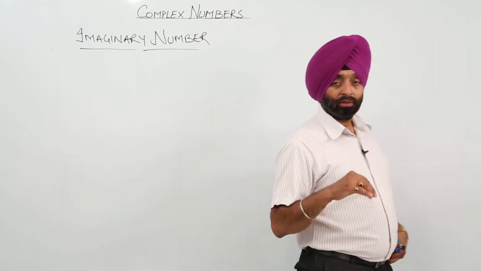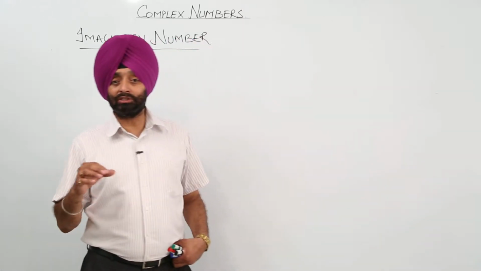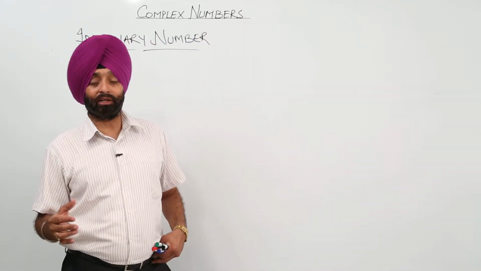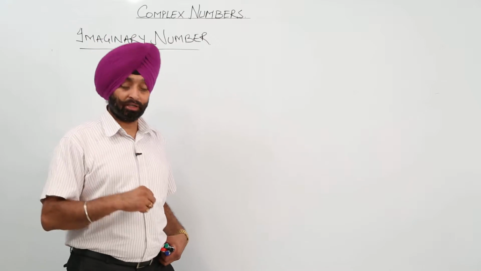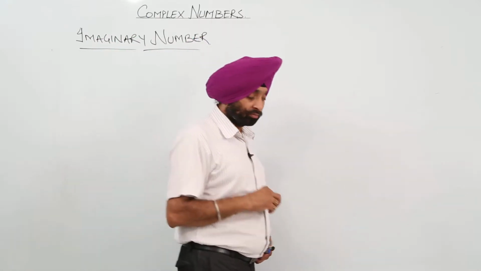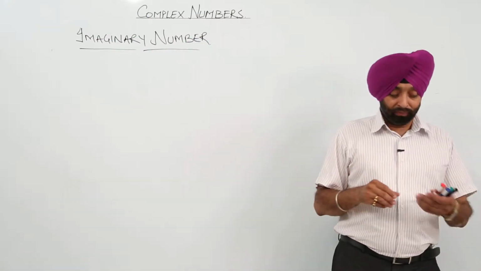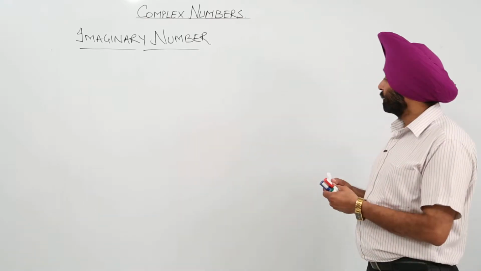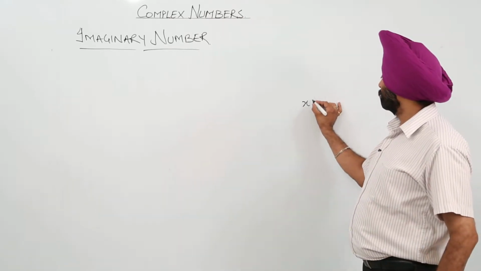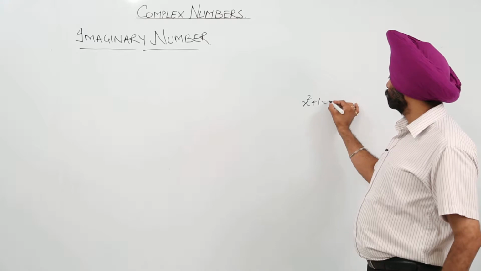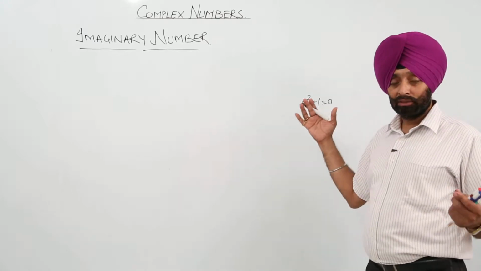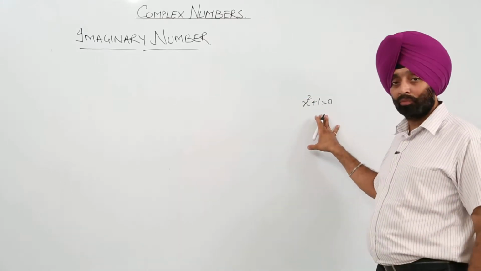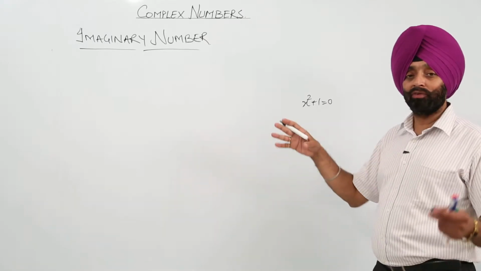Now the demand was, in general, for the civilization, and in particular it was for the mathematicians. Basically what does it mean? It means that suppose it is written x square plus 1 is equal to 0, then what is the result for this? So at that time they were having no result.